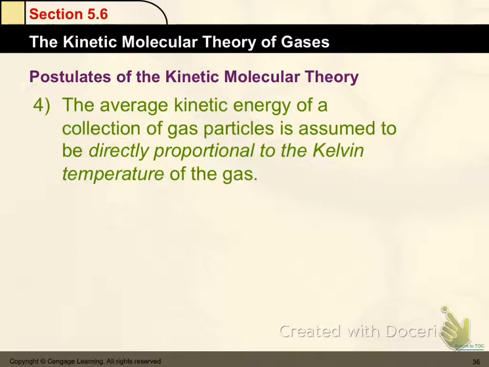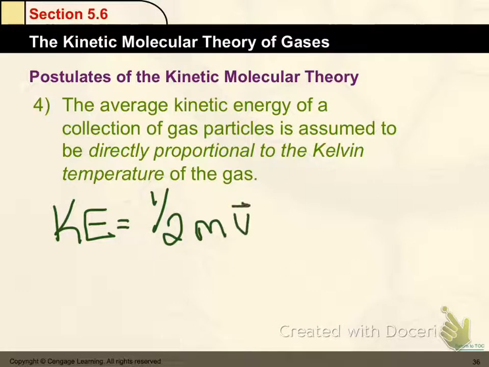Lastly, and maybe the most important part of the theory, is postulate number 4, and that's that the average kinetic energy of a collection of gas particles is assumed to be directly proportional to the Kelvin temperature of the gas. In essence, if we increase the kinetic energy of a particle, we are then going to increase the Kelvin temperature of that particular sample. Remember what kinetic energy is, if you can remember this from physical science class or from a physics class. It's equal to 1/2 the mass of the object times the velocity of the object squared.